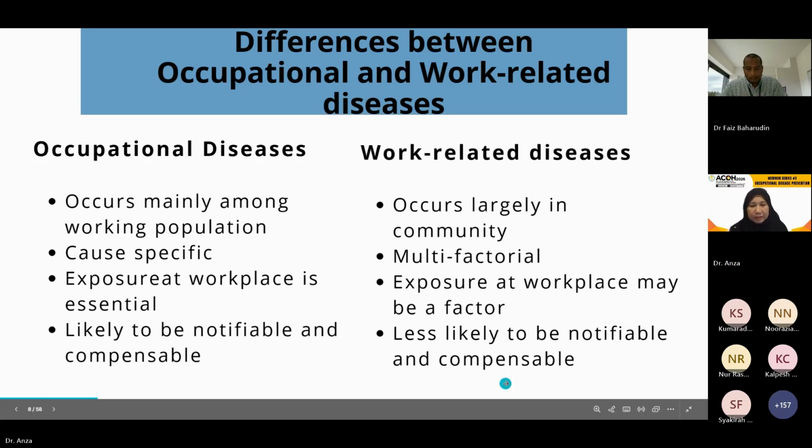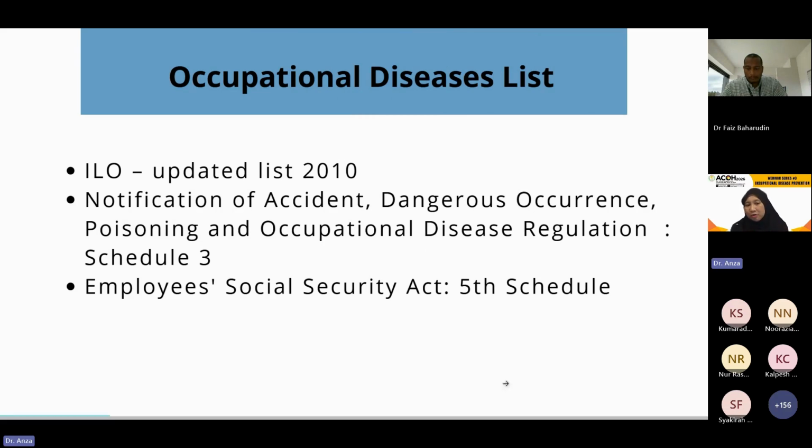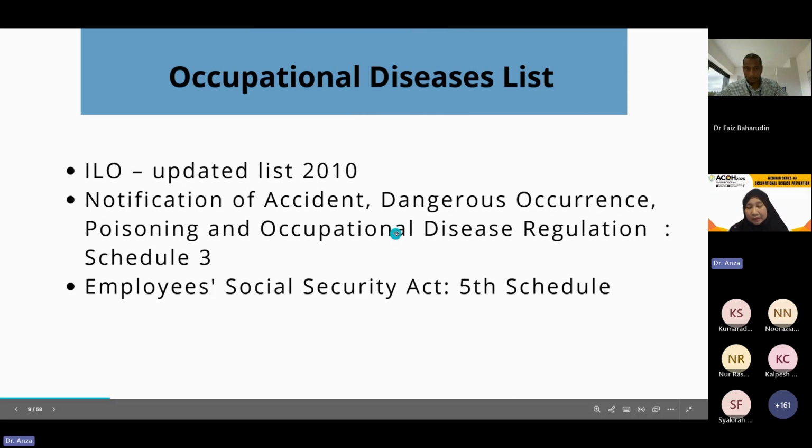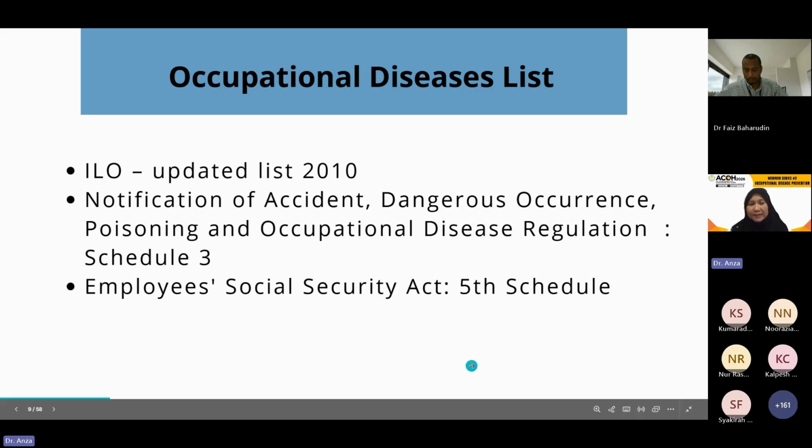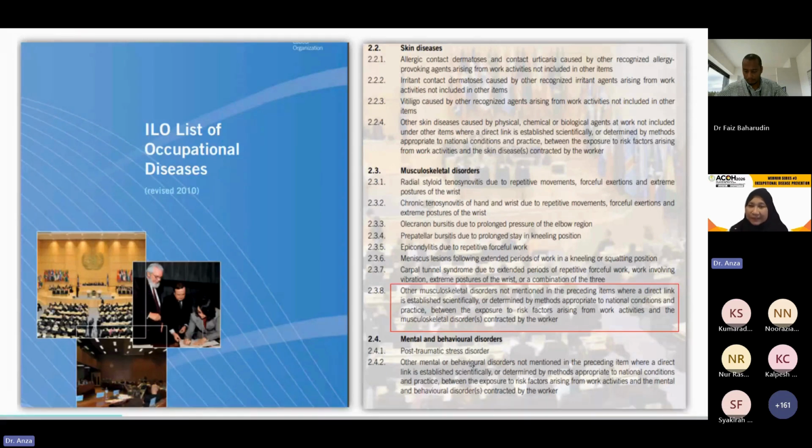Okay. So when we look at occupational diseases, there is a list. In the ILO, and for Malaysian candidates, this is the one that we have under the Occupational Safety and Health Act, and also under the Employees' Social Security Act. So these are the lists. We have the list because it is cause specific. So this is the ILO list of occupational diseases.